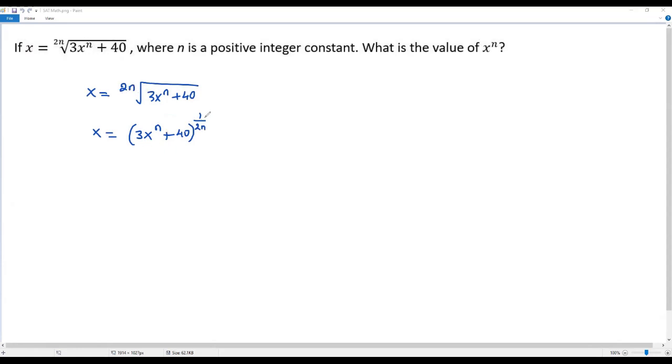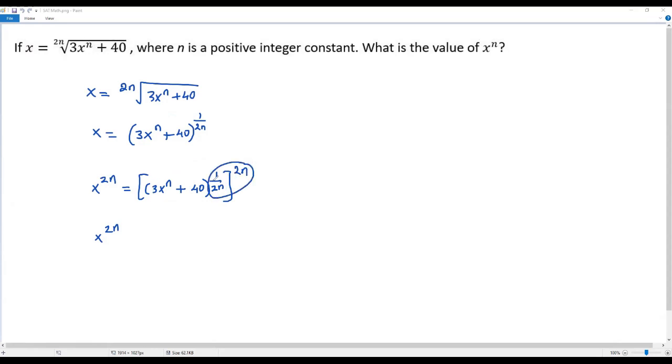Now to get rid of this exponent 1 over 2n, let me raise both sides of this equation to the power of 2n. That is x to the power of 2n. And the right side also I have to raise to the power of 2n. Then I'm getting 3 times x to the nth power plus 40, whole to the power of 1 over 2n. It has to be raised to the power of 2n. Then we get x to the power of 2n. Here the base is 3 times x to the nth power plus 40 and the exponent is 1 over 2n. And for this complete stuff, we have exponent 2n.